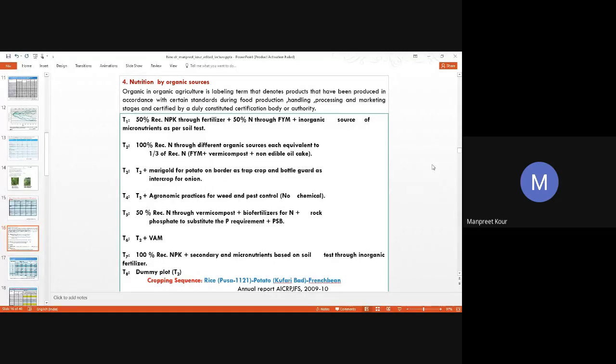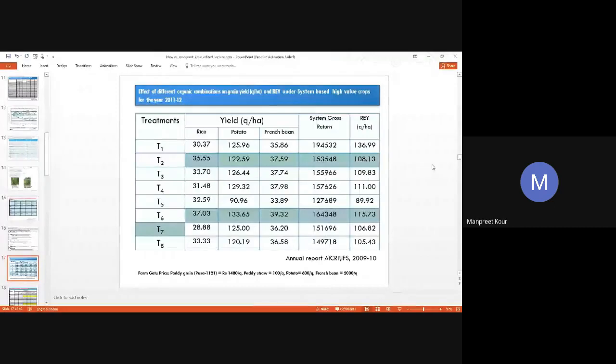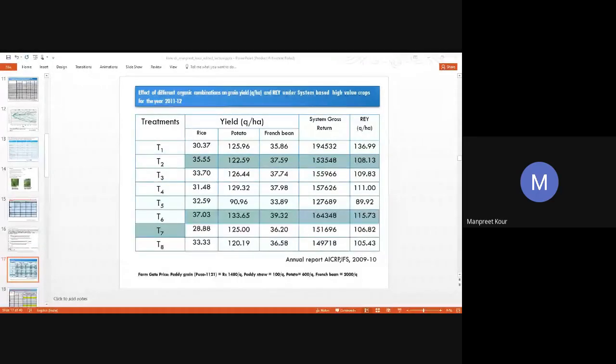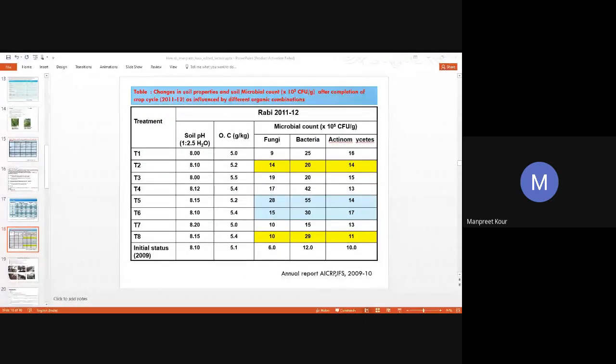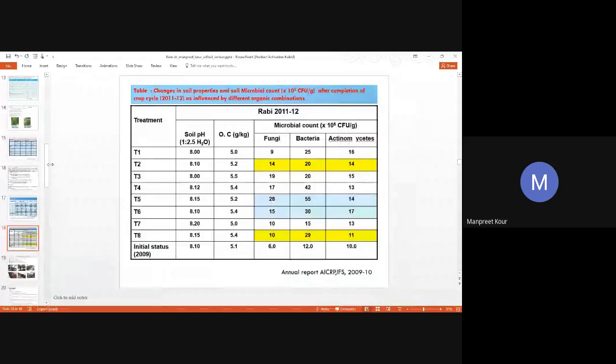Next slide, please. In the results, we saw that T2, where we used organic sources, excelled after 2-3 years. It proved to be better than the recommendation. Similarly, next slide, please. A change was also found in soil properties and soil microbial counts, which increased with time over the initial status. So we recommend that organic nutrients are good.